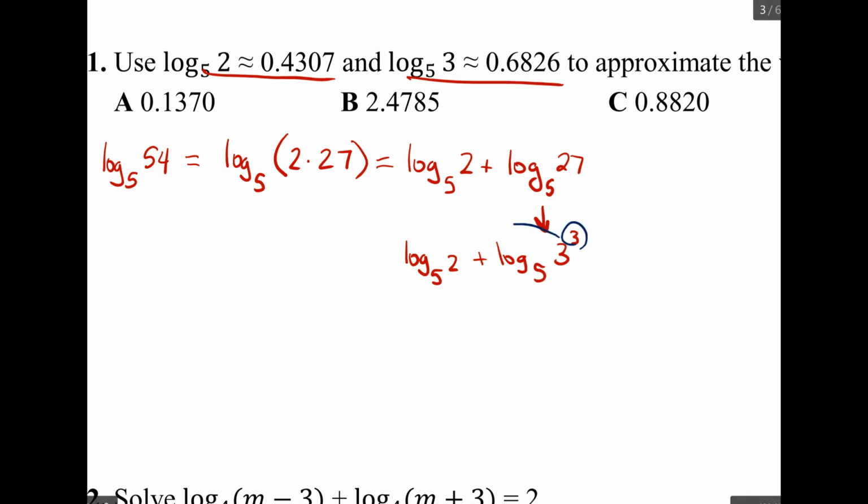And then what? How do I get rid of that exponent? 0.4307 plus. How do I get rid of the exponent? I have 3 to the third power. I need to move the exponent in front. Yeah. And then I can plug in my numbers, and then that's it.